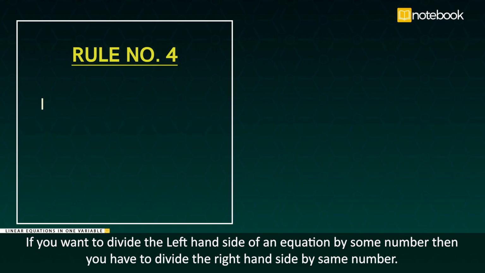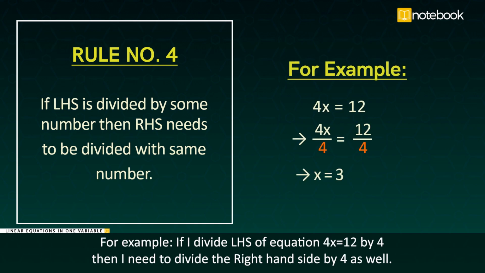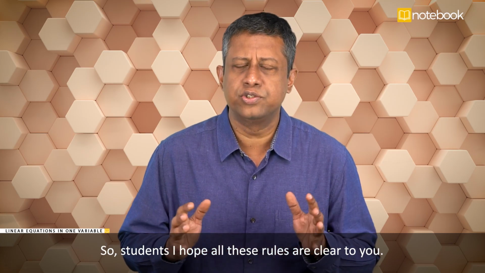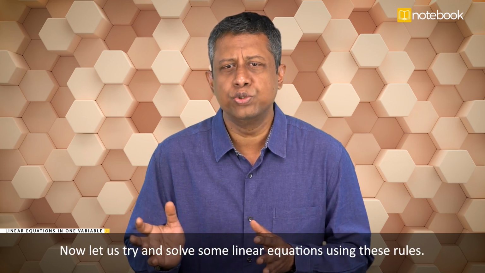Rule number 4, if you want to divide the left-hand side of an equation by some number, then you have to divide the right-hand side by the same number. For example, if I divide LHS of the equation 4x equals 12 by 4, then I need to divide the right-hand side by 4 as well. So students, I hope all these rules are clear to you. Now let us try and solve some linear equations using these rules.